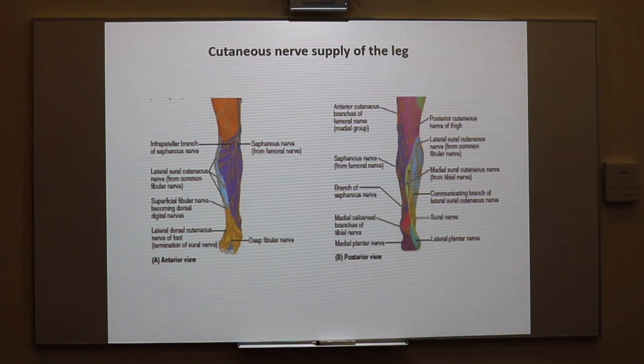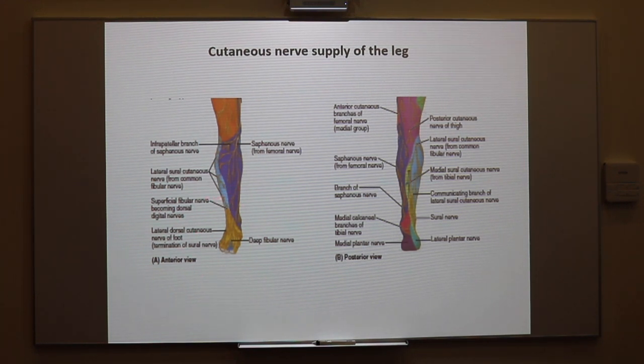The sural communicating branch is basically supplying the lateral upper 2/3 of the leg. Lower 1/3 of the leg, which you see in yellow, and the dorsum of the foot is supplied by superficial fibular nerve or superficial peroneal nerve, except the cleft between the first toe and the second toe. So the web between the first and the second toe is supplied by the deep peroneal nerve. The rest of the lower 1/3 and the dorsum of the foot is supplied by superficial peroneal.